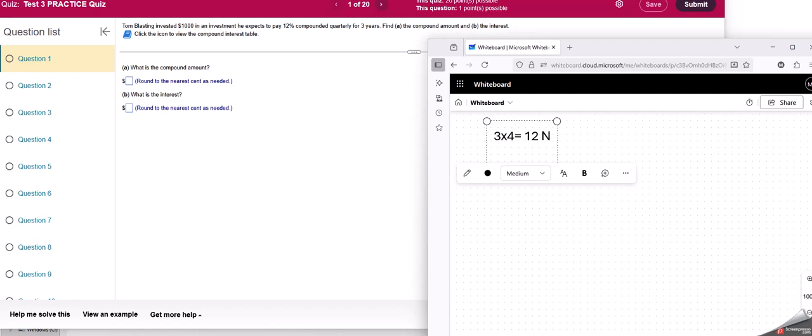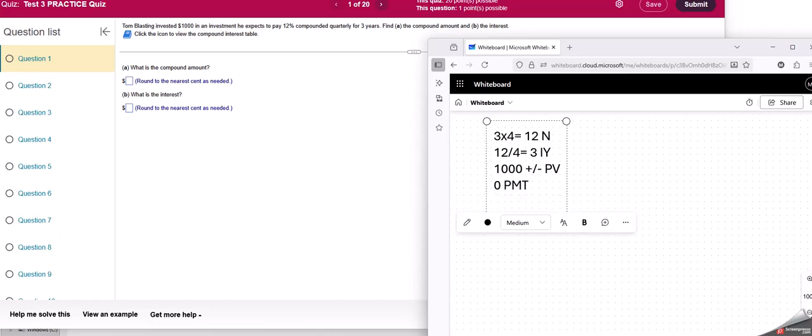The IY is 12% compounded quarterly, so we're going to divide that. 3 is going to be our IY. The $1,000, we will make it negative. That is our PV. No payments yet. And then we will compute the FV.